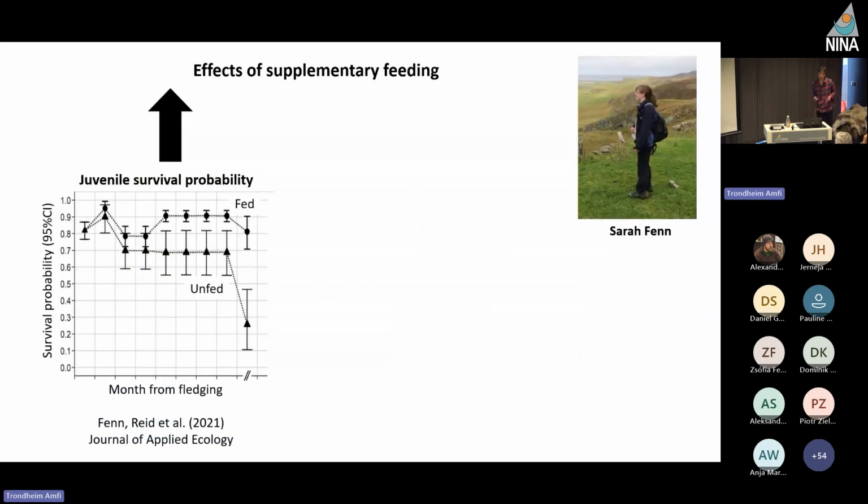And my former wonderful PhD student, Sarah Fenn, did some analyses of the colour-ring resighting data to try to evaluate the efficacy of this intervention. And she showed that the juvenile survival probability across each month from fledging in the fed birds is typically higher than in the unfed birds, so that across the 4 years, this adds up to a very substantial improvement in survival with the supplementary food.